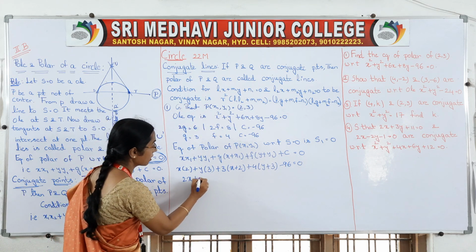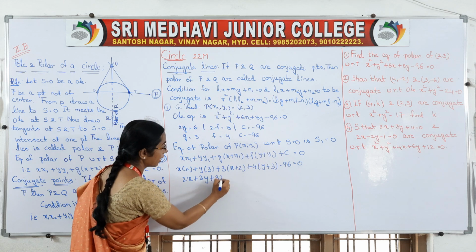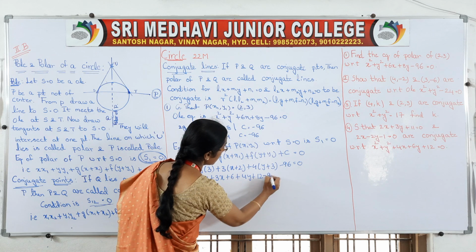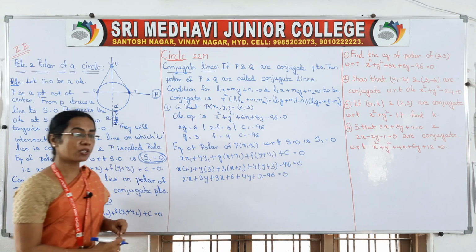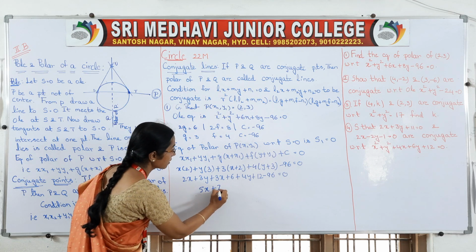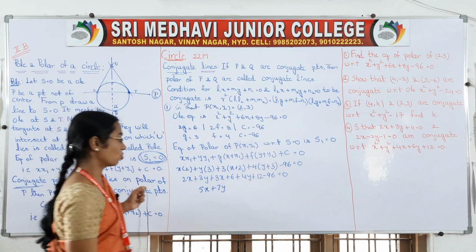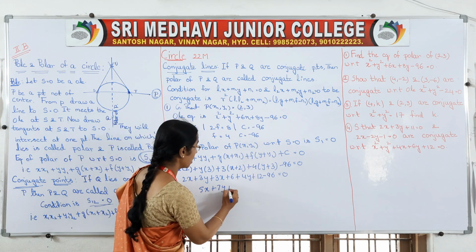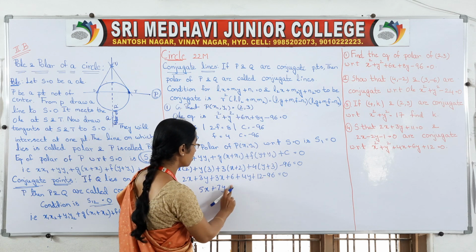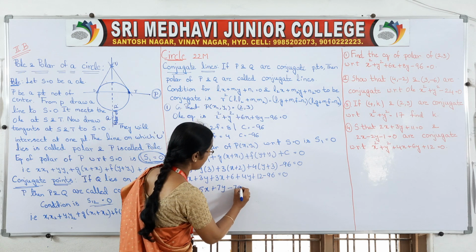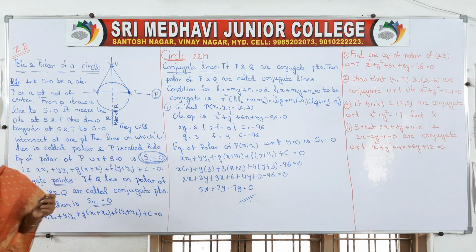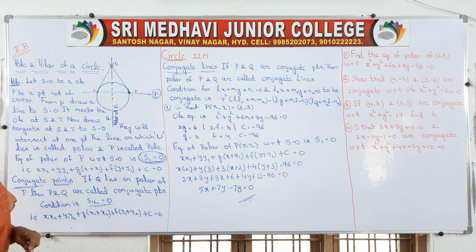So 2x plus 3y plus 3x plus 6 plus 4y plus 12 minus 96 is equal to 0. Write x terms together, 5x, y terms together, 7y. Then 6 plus 12, how much? 6 plus 12 is 18. 18 minus 96. Minus is the higher value, so we will get minus 78. So 5x plus 7y minus 78 is equal to 0 is the equation of the polar. So it is a very simple 2 marks question.